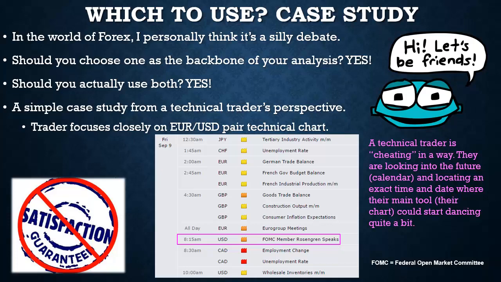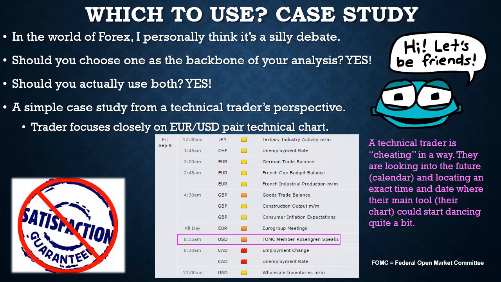So the cool thing here for a technical trader is that by using just surface deep fundamental analysis, surface deep being the keyword there, it allows them to cheat in a sense. How do they cheat? Well, by looking into the future, cough cough, the calendar, and they can locate an exact time and an exact date where their main tool, their chart, could start getting some movement, could start doing a little dance.